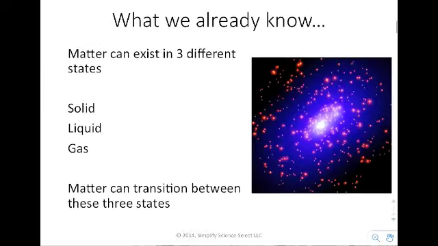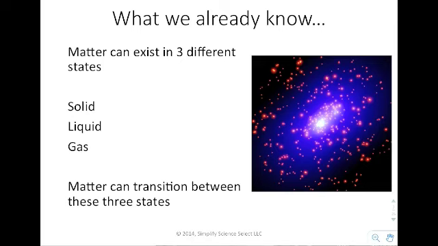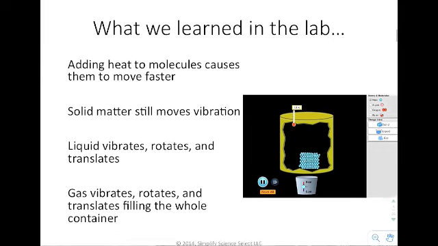So, here's stuff you already know. You already know that matter can exist in three different phases, solid, liquid, and gas, and you know that matter can transition between these three states. You can melt a solid, you can evaporate a liquid. So now here's what you learned in the lab.